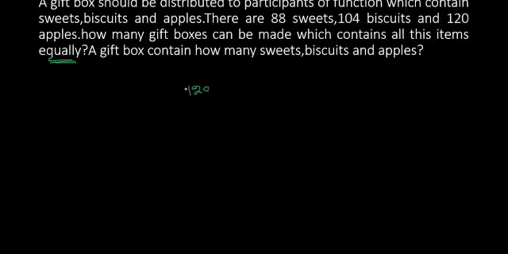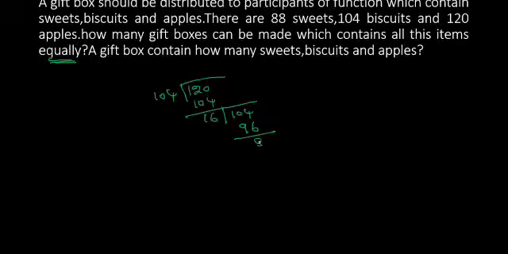120 is the biggest number. What is the next biggest number? 104. Now 104 goes one time in 120, so the remainder is 16. Now 16 and 104: 16 times 6 is 96, and it goes 6 times with a remainder of 8.